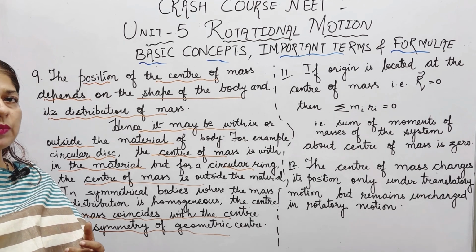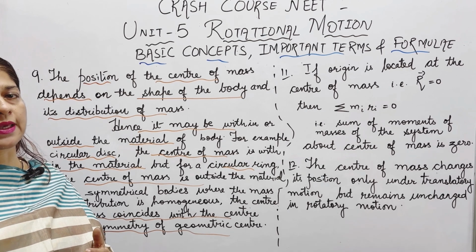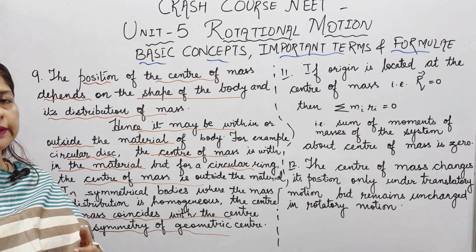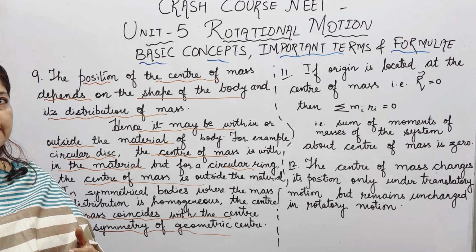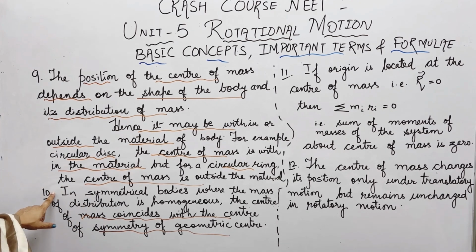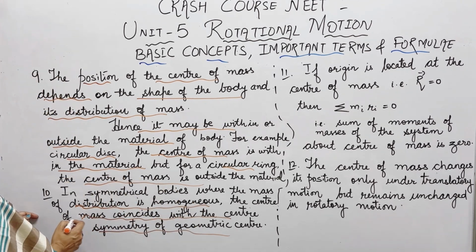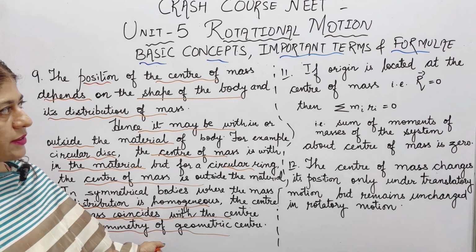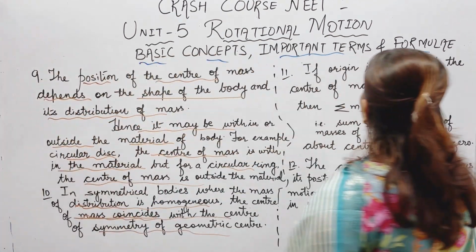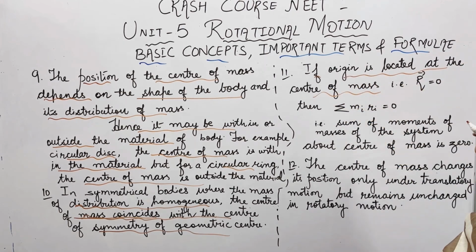अगर हमारे पास सिमेट्रिकल बॉडी है और वहां पे मास डिस्ट्रीब्यूशन जो है वो होमोजीनियस है, तो उस केस में हमारा सेंटर ऑफ मास ज्योमेट्रिकल सेंटर के साथ कोइंसाइड करता है, अदरवाइज वो नहीं करेगा. In symmetrical bodies where the mass distribution is homogeneous, the center of mass coincides with the center of the symmetry or geometric center.